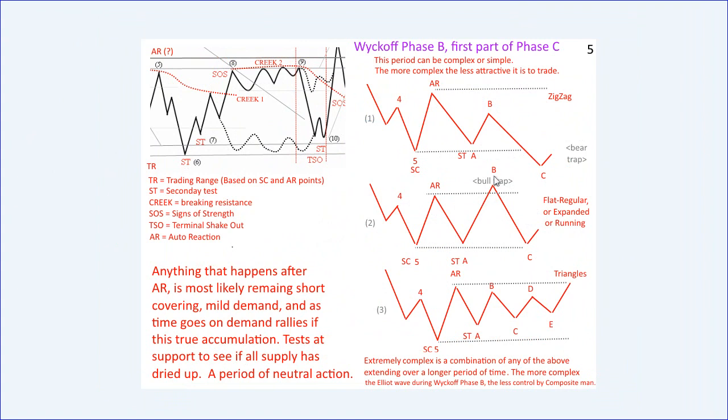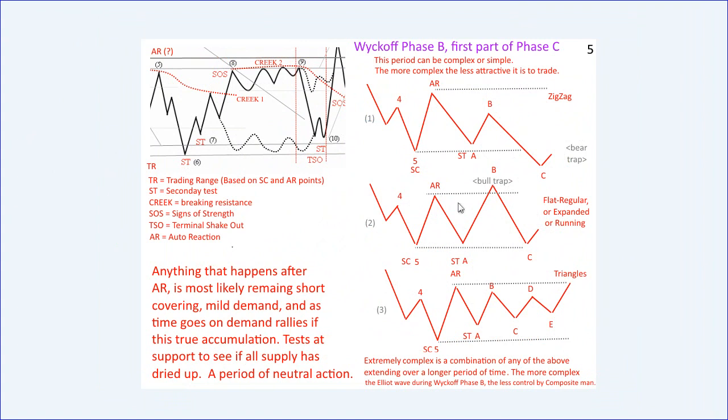A bull trap is when price breaks out of resistance. Everyone thinks it's a rally and it falls back down. You'll get the bear trap, where it breaks support but recovers. So you get these different types of patterns, and you might even get a triangle in there which bases around the middle of the range. So all these corrective type patterns in Elliott Wave will most likely exist during the phase B process.